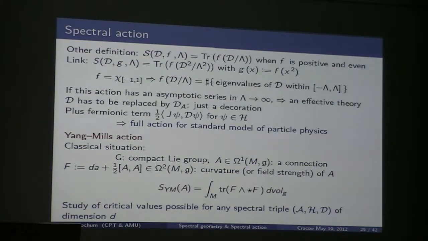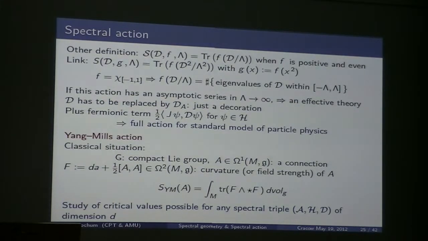Let me remind you of the classical situation, where you start with a compact Lie group G and you begin with a one-form which is valued in the Lie algebra of your group. So this is a connection. You take the curvature of the connection, and then the Yang-Mills action is nothing else than the famous F mu nu squared. In this algebraic context you can do exactly the same.